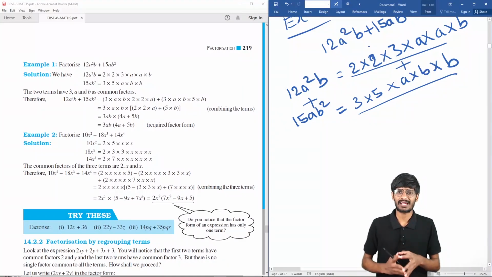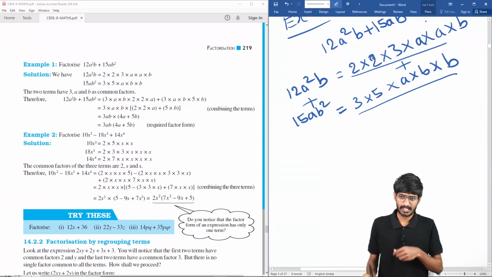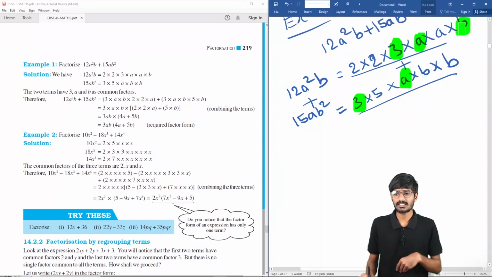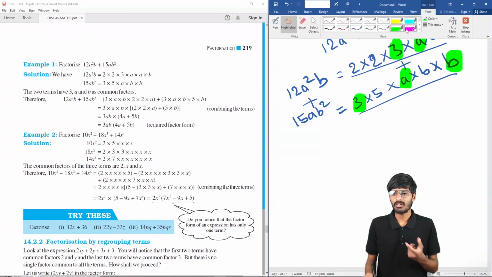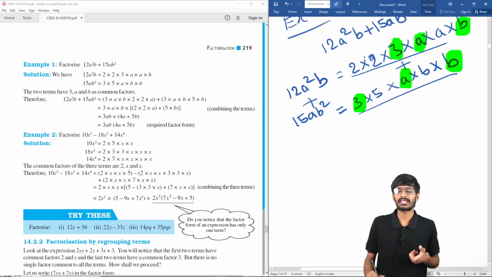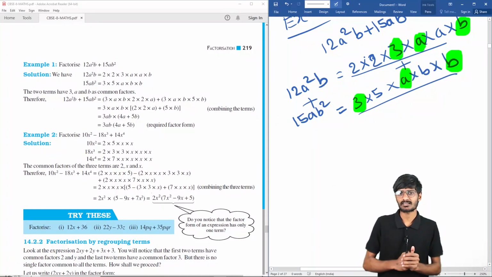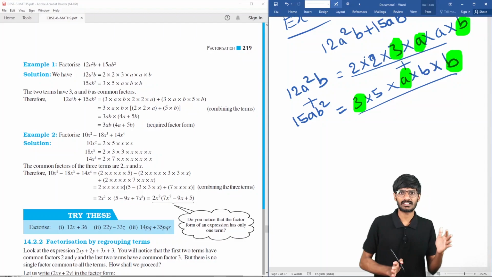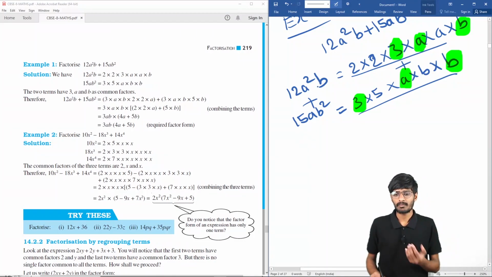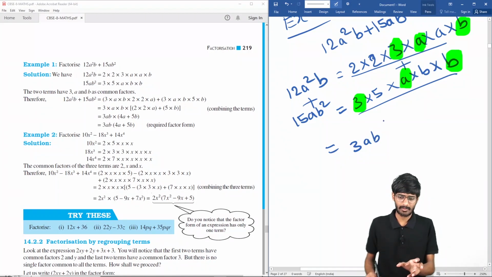Our aim is to take the common factors. If you observe, here there is 3 and here also there is 3, and here there is a, and here also there is a, and here there is b, and here also there is b. All these terms which I marked with green ink are common. So these are the common factors, and we are taking out the common factors. Then it gives rise to 3ab. I have taken them as common.